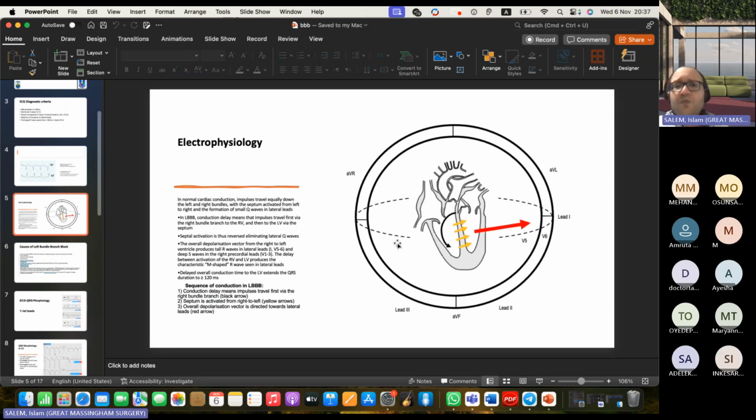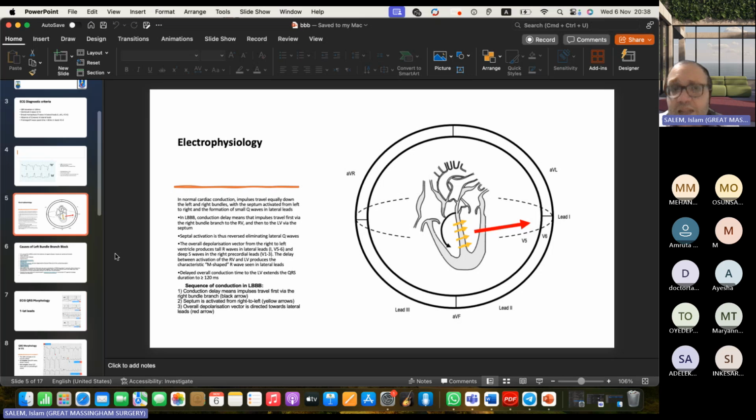In left bundle branch block, the left bundle will be blocked, and that will make the depolarization wave go first through the right ventricle, then the septum, and then toward the left ventricle. The left ventricle, because of the mass effect, will take the vector toward it. Hence the vector will be away from V1, V2, V3, giving a negative wave in these leads, and then a positive wave in the lateral leads, V5, V6, lead 1 and aVL. I hope that is clear.